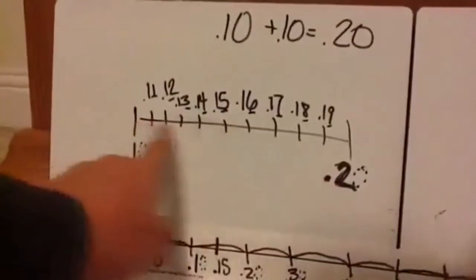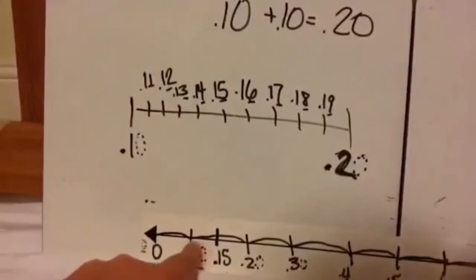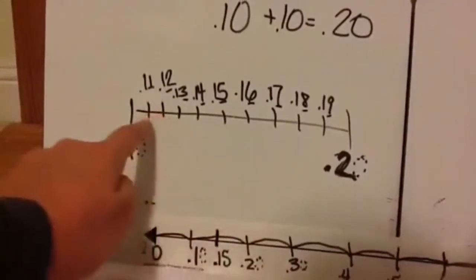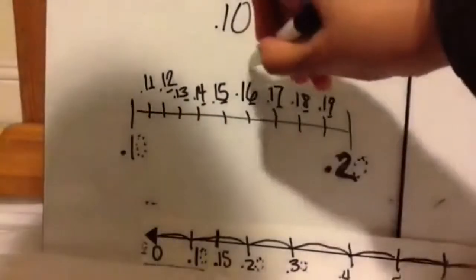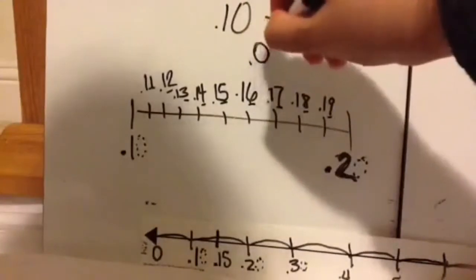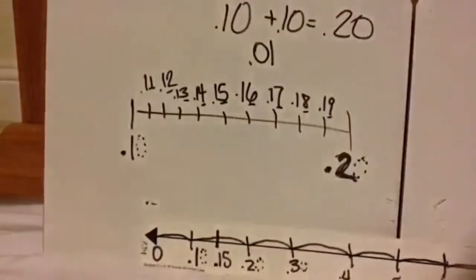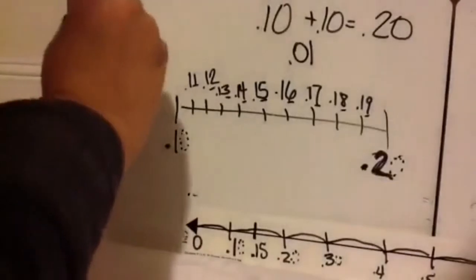Between here and here, you have 10 more pieces. Between here and here, you have 10 more pieces. And so each piece is 1/100th more. So let me show you addition to that.